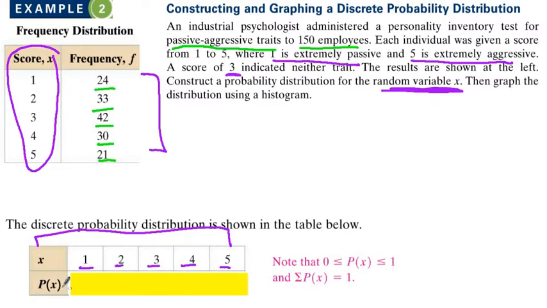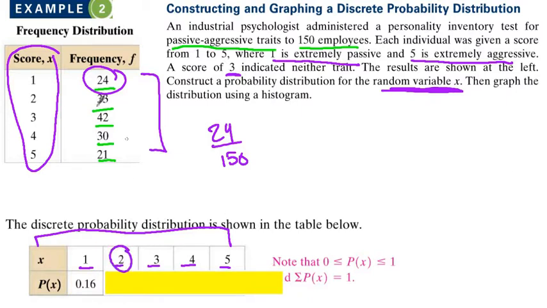And then you have to find your probability. So let's see how to do that. What's the chance that I pick somebody who has a score of 1? It's going to be 24 out of 150. And when you put that in your calculator, you will get the number that you see there, 0.16.